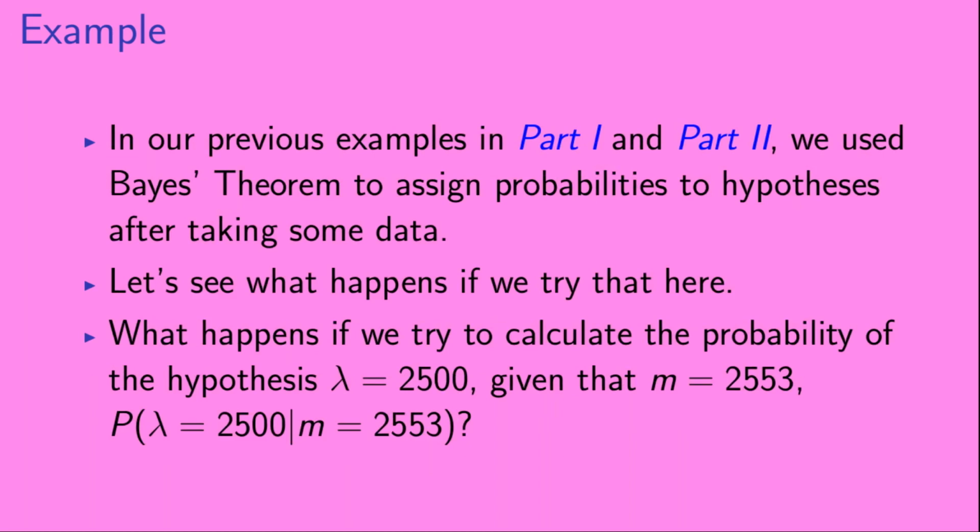In our previous examples in Part 1 and Part 2, we used Bayes' theorem to assign probabilities to hypotheses after taking some data. Let's see what happens if we try that here. What happens if we try to calculate the probability of the hypothesis lambda equals 2500, given that m is equal to 2553? So we write that as the probability of lambda equals 2500 given m equals 2553.